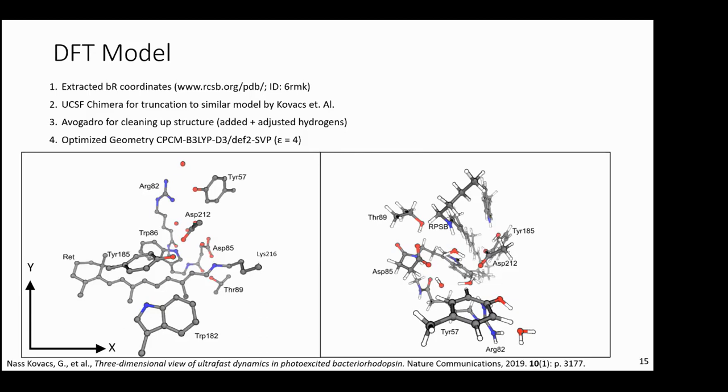UCSF Chimera was used to add hydrogens and truncate the number of moieties I included in the model. So the amino acids and the water molecules chosen for the model were all in the vicinity of the retinal in the active site of bacteriorhodopsin.